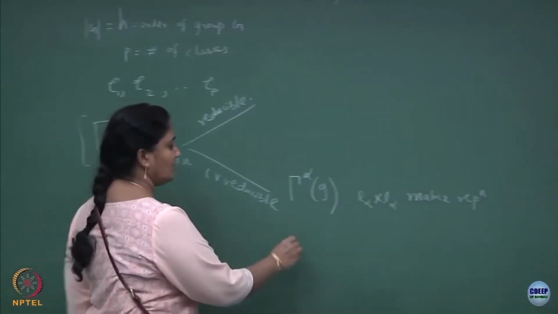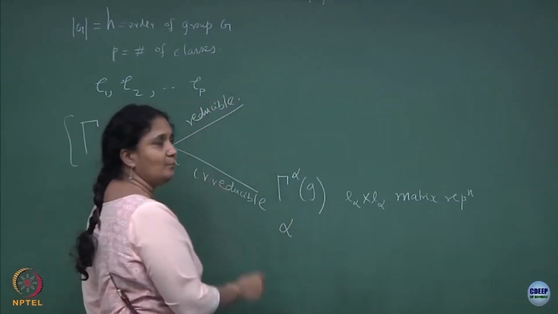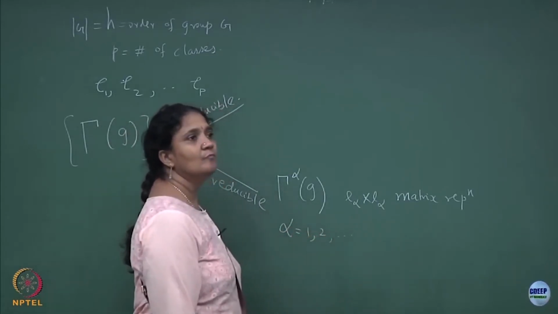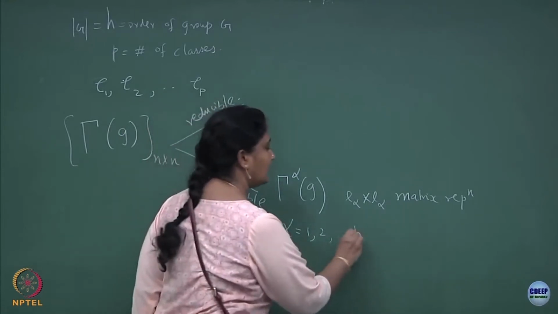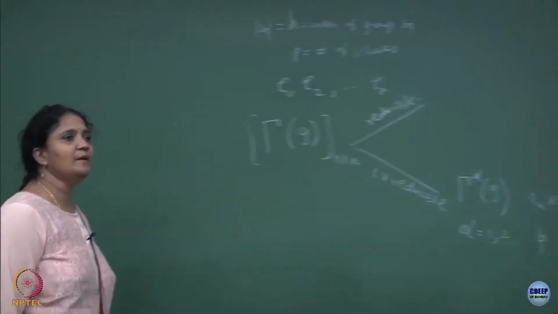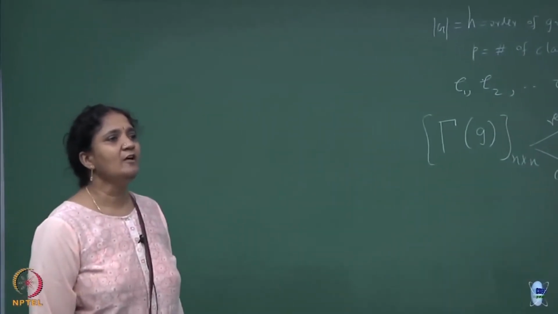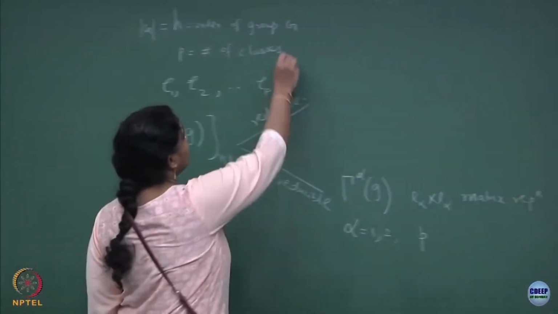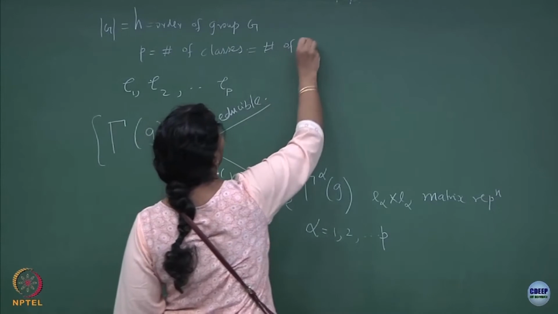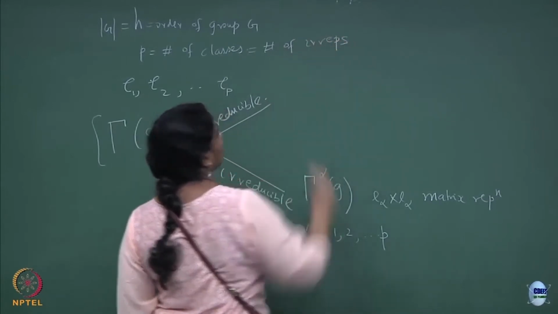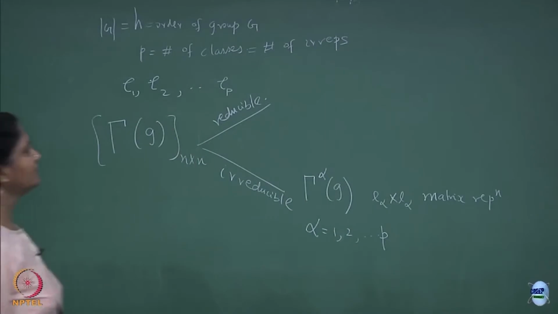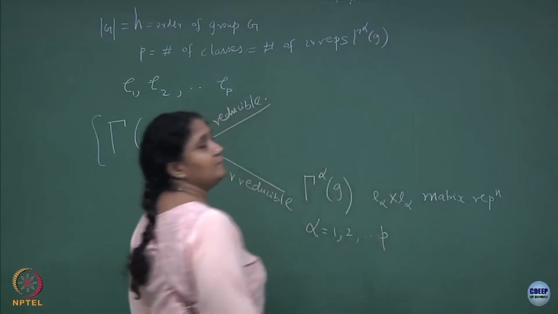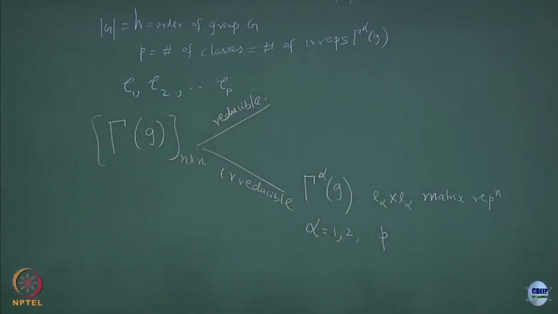And how many alphas are there for this specific group? Alpha will take values 1, 2, up to P. The number of irreducible representations for the group will be equal to the number of classes, which is one of the postulates. Irreps is the shorthand notation I use for irreducible representations. Is this clear? Notations are getting clear?